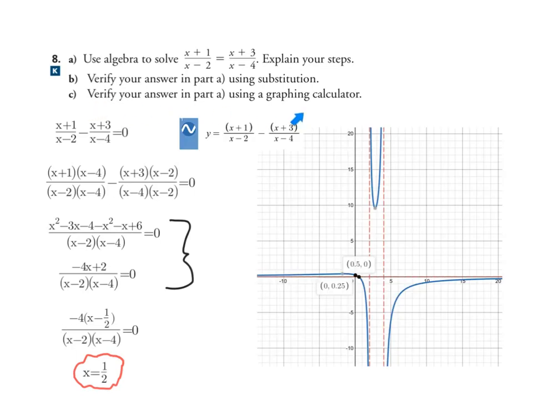All right, part C is pretty easy, so I might as well do it. Verify your answer in part A using a graphing calculator. So here's the graph. All I did is take everything, put it to the left. So you have x plus 1 over x minus 2 minus x plus 3 over x minus 4. I don't have to put all this stuff together if I don't want to, because the graphing calculator can handle this. When is it equal to 0? We can just kind of look over here. Y is equal to 0 when x is 0.5 right here. And that's the only place it hits the x-axis, so that's the only solution. And of course, that's what we got, x equals 1/2.